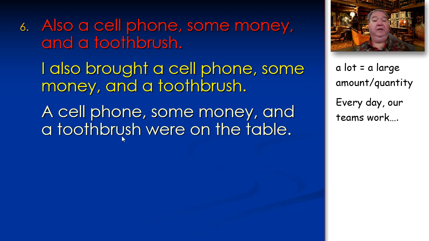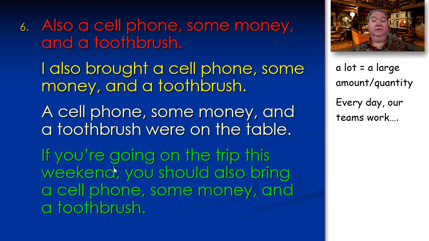Or we could make these the subject of the sentence. A cell phone, some money, and a toothbrush. So I've dropped the word also here. A cell phone, some money, and a toothbrush were on the table. So now all of these are the subject. And the verb, were.